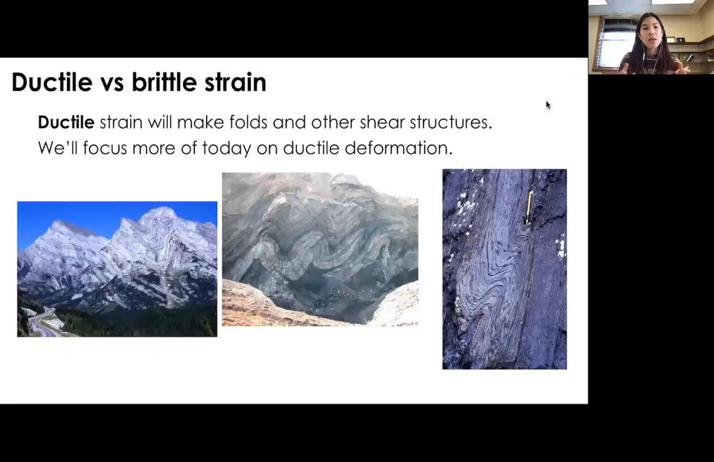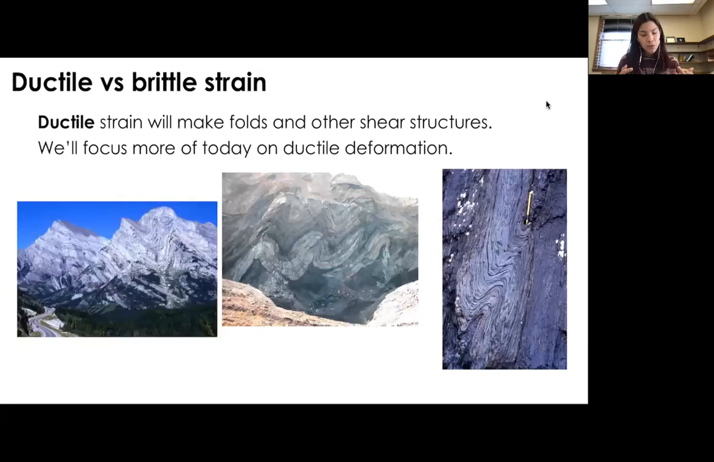The other type of strain is ductile strain, and this is what most of today will be focused on. We've already covered earthquakes before, and that's going to be on the brittle strain side of things. Today is going to be about ductile strain, how we make folds within rocks, and what types of shear result in those folds. So that's the focus for today.